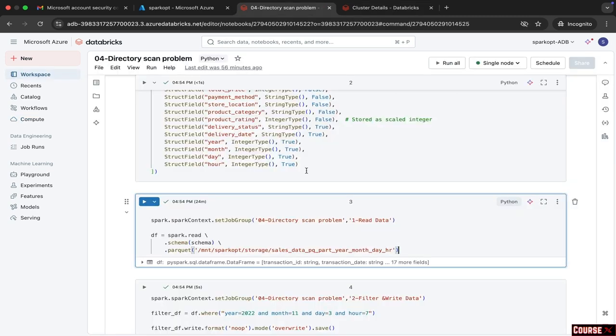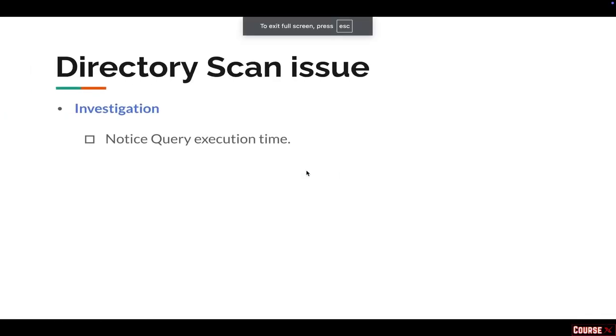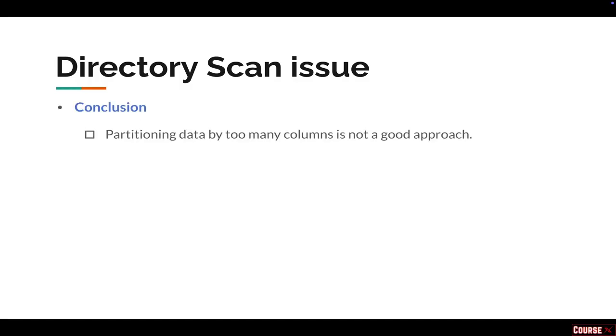So let's go to our presentation once. Investigation: notice the query execution time. We have noticed that the actual query execution time is pretty low, but instantiating the DataFrame is taking way longer than it should have. All queries are running fast, but the total time of the job is taking longer. So what is the conclusion? Partitioning data based on too many columns is not a good approach. It is not a good design to partition your data based on multiple columns. Maybe one or two columns is okay, but more than that, we put an overhead on Spark to scan the directories, right?